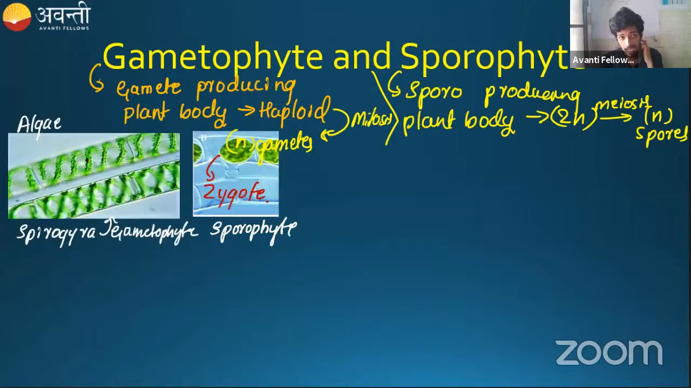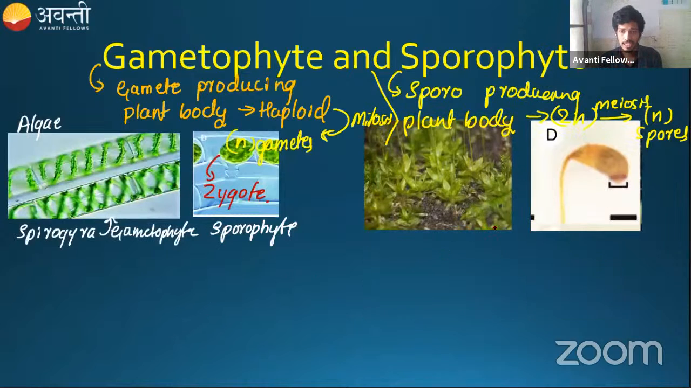Okay, in algae, most of the plant body is gametophyte. The sporophyte is restricted to a single cell stage. I'm talking about most of the algae, not all the algae. So the sporophyte is only restricted to a zygote form. Okay. So this is how it happens in algae. And then what about the bryophyte?